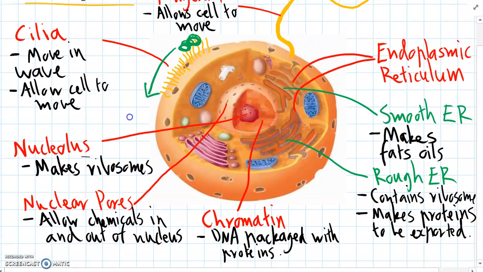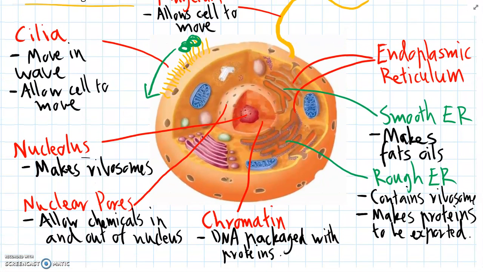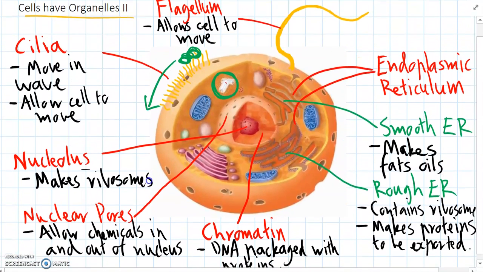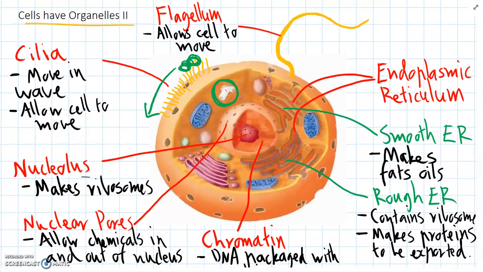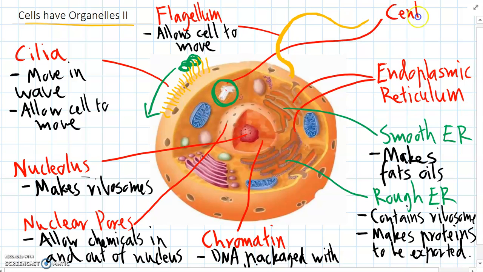Lastly, one more structure that we find in cells is up the top here that look like little bundles of sticks. And these are called centrioles. And the centrioles are used when the cell divides to make new cells. Used in cell division.